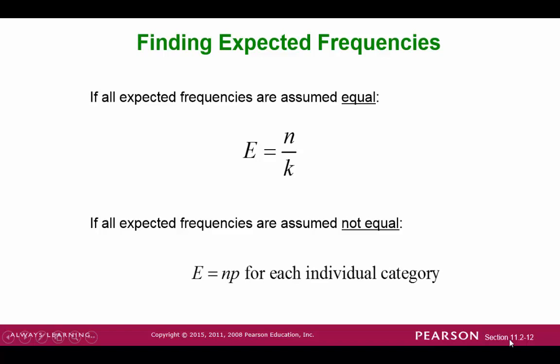Now, if your expected frequencies are not all equal, then each category will have an associated probability p. And so you would need to find the total values and multiply the total by p for each of those categories.